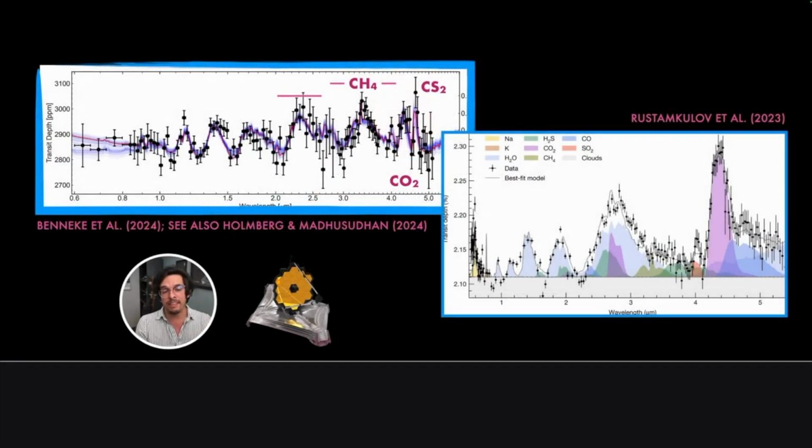Now, these two techniques have actually been exquisite in getting us compositions of planets in very much detail. So in these plots that I'm showing here, the x-axis is wavelength, and the y-axis is this transit depth. And you can see these wiggles indicating the presence of methane, the presence of carbon dioxide, a whole rich molecular inventory that we've detected thanks to these techniques. So we're using these same techniques to try to explore small planets too.